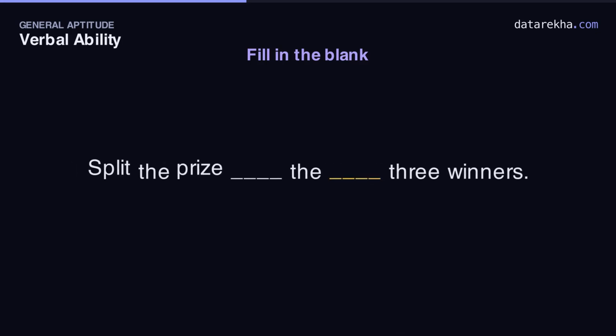Third, between versus among. Split the prize blank the three winners. Count how many parties share it. 3. Between is for exactly 2. Among is for 3 or more. With 3 winners, it must be among. Split the prize among the 3 winners.